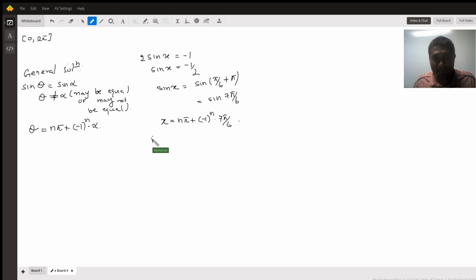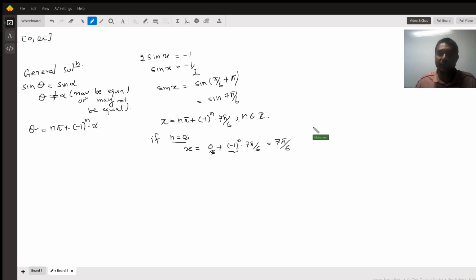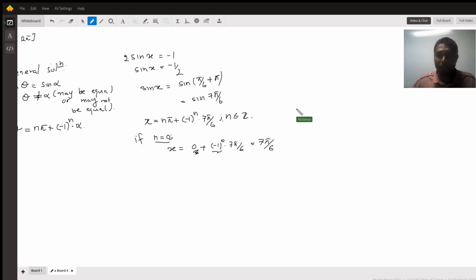Now what is this n? n is going to be the set of all integers. If n is 0, then x becomes 0 plus -1 to the power of 0 times 7 pi by 6, which gives you 0 plus 1 times 7 pi by 6, which is 7 pi by 6. So this is one of the solutions, but this is not the only solution that you have. You could have more solutions, so we are going to explore those as well.